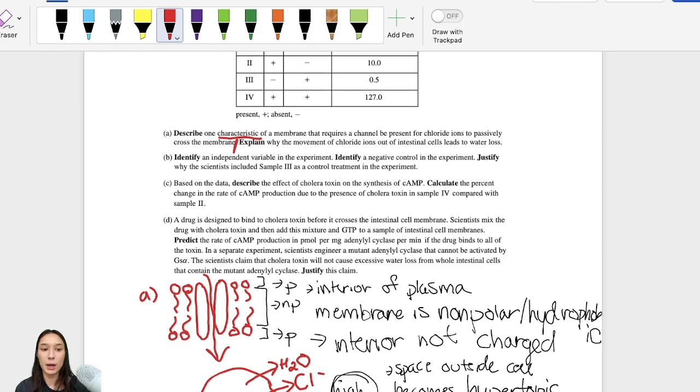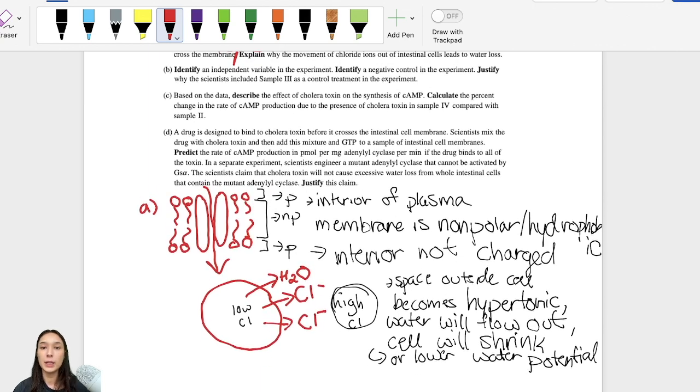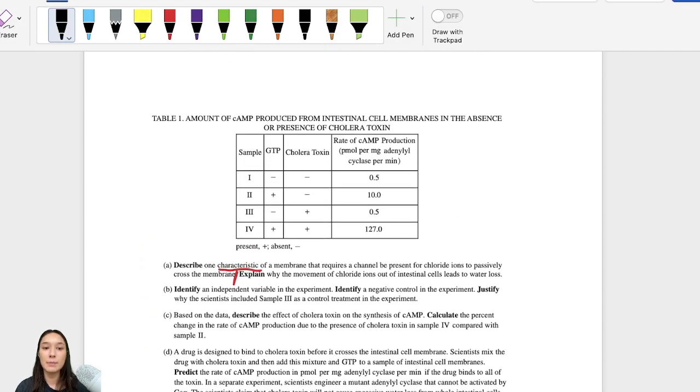Okay, so there's, I believe, a couple different things you can say for this one. So B, we're going to first identify the independent variable. So I'll just put independent variable. Okay. So you always have an independent and then you have a dependent variable. Your independent variable is going to be typically what you're changing, and then your dependent variable is going to be what you're measuring. So your independent variable is typically your x-axis, whereas your dependent is your y.